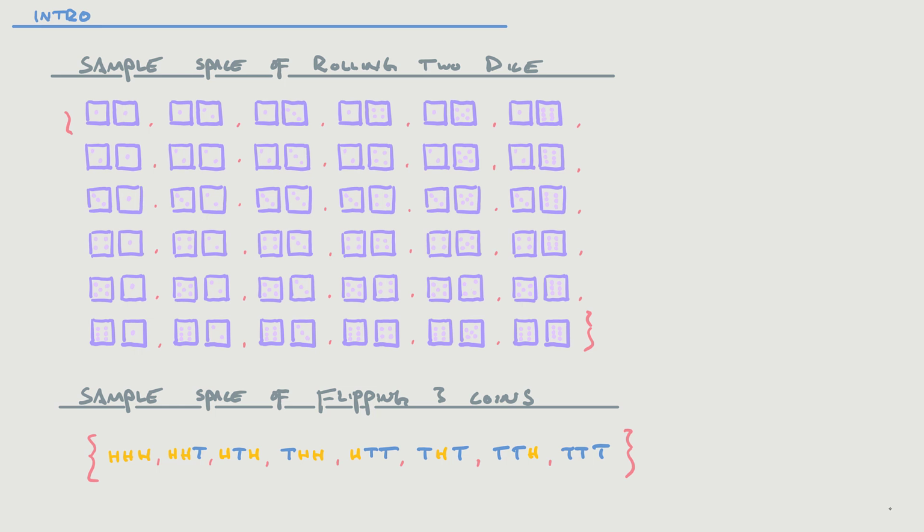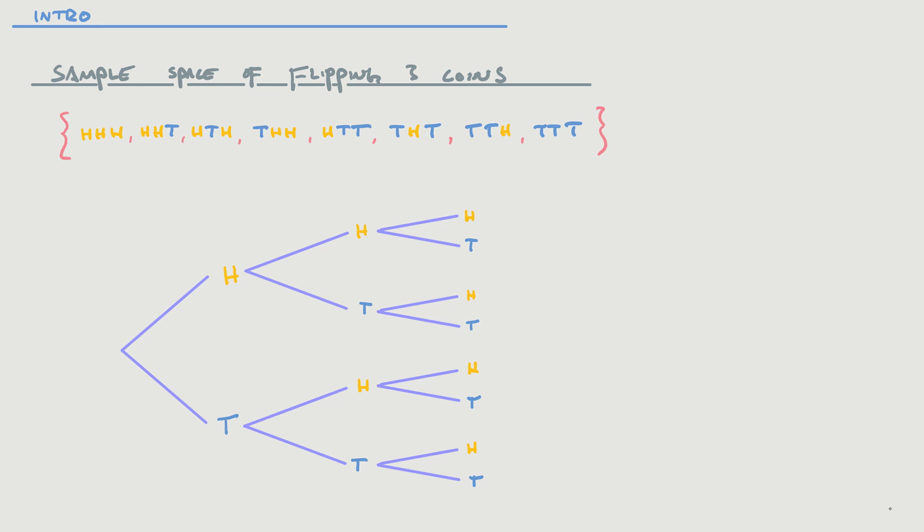Today we're going to be discussing a more structured approach to coming up with these sample spaces. One way that you can do that is with a tree diagram. So I'm going to go over the sample space of flipping three coins utilizing a tree diagram. And here it is. Each stage, each tier of the tree, represents a new coin that's being flipped.